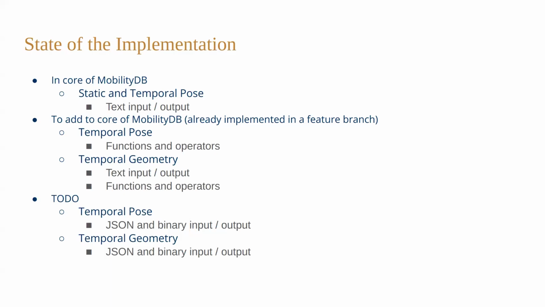And more related to the standards, both standards specify, so the moving features API as well as the OGC standard specifies some format to distribute this type of data in JSON. So I don't think either standard specifies a binary or text input output, but mainly JSON. And so this has yet to be implemented as well. Currently, there's only text input output.